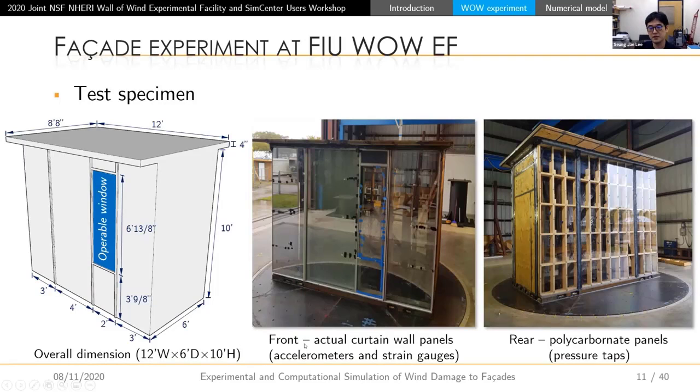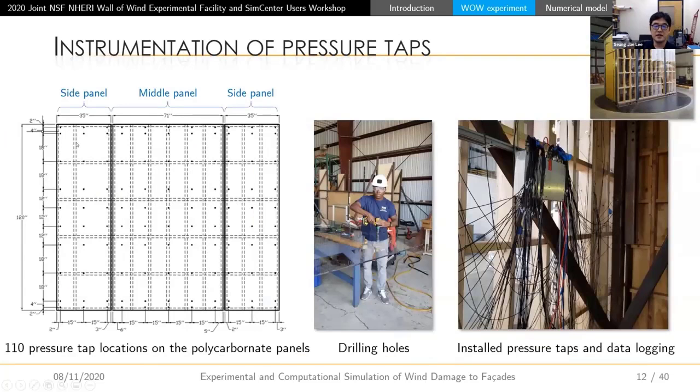So the front is with actual facade panels, where the accelerometers and the strain gauges are installed. And we couldn't put the pressure taps here because drilling on actual glass is not feasible. So we decided to put them on the other side, on the rear side with the polycarbonate panels, because drilling on the polycarbonate is much easier and also feasible. So these black dots indicate the locations of 110 pressure taps on the polycarbonate panels. By the way, there are 3 panels here. The mid panel is the main panel, and we have 2 side panels.